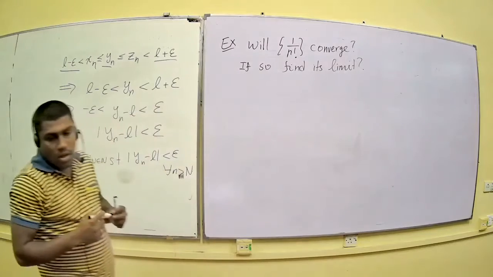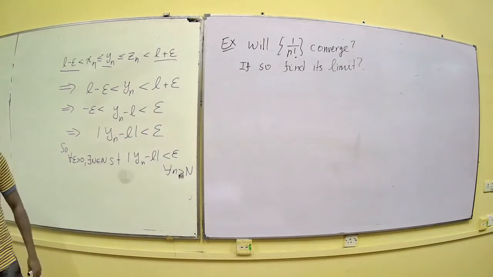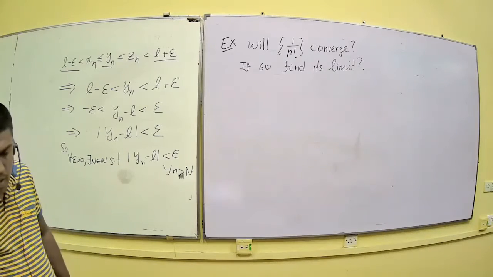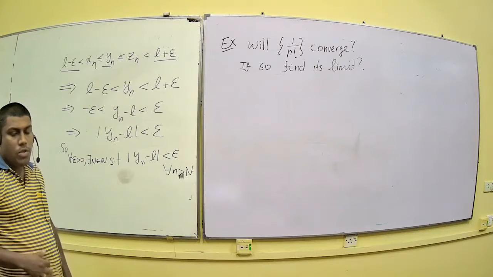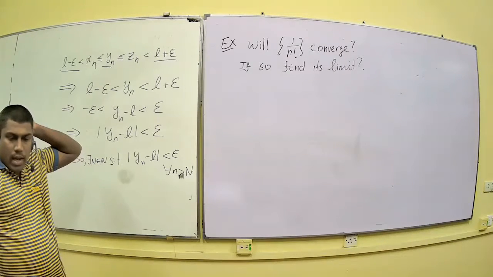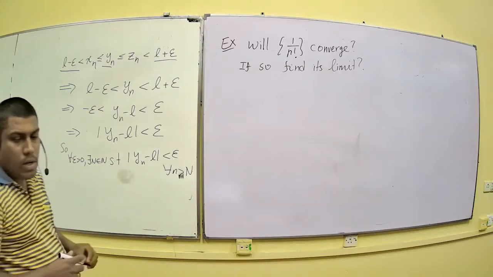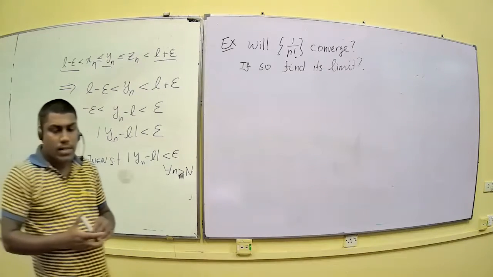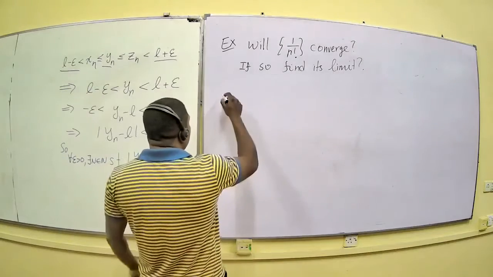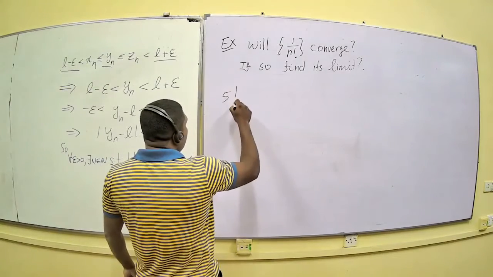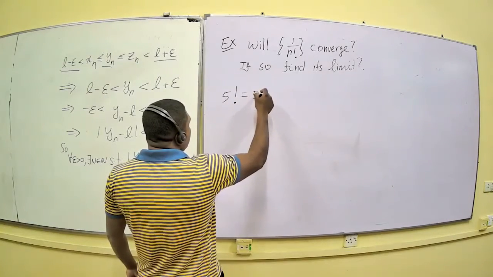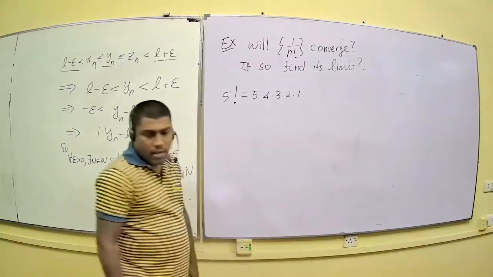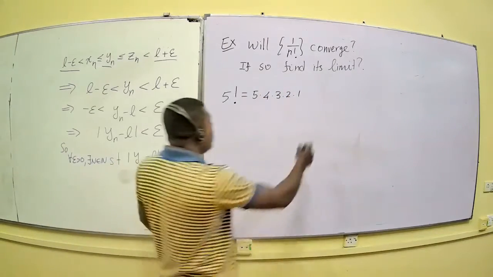Here's the question. You have a sequence 1 upon n factorial. So you studied factorial. I am not sure whether you studied factorial in A level or not, but you must have, because you studied permutation and combination in A level. So if I say 5 factorial, that is 5 times 4 times 3 times 2 times 1. And so that is factorial.